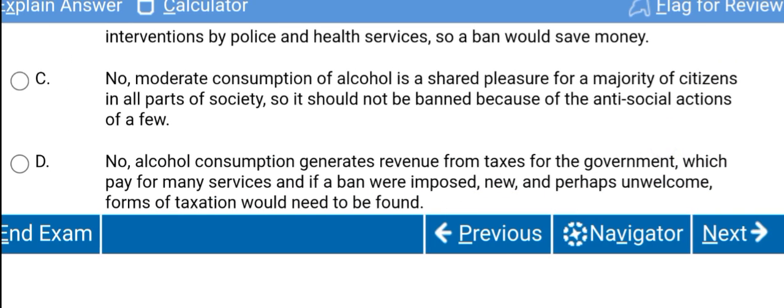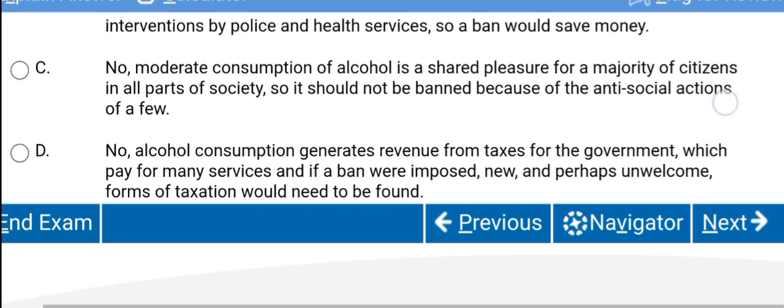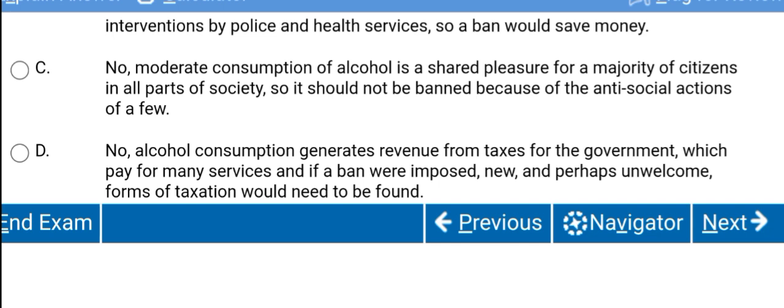Option C, no, moderate consumption of alcohol is a shared pleasure for a majority of citizens in all parts of society. So it should not be banned because of the anti-social actions of a few. Option D, no, alcohol consumption generates revenue from taxes for the government, which pay for many services, and if a ban were imposed, new and perhaps unwelcome forms of taxation would need to be found.